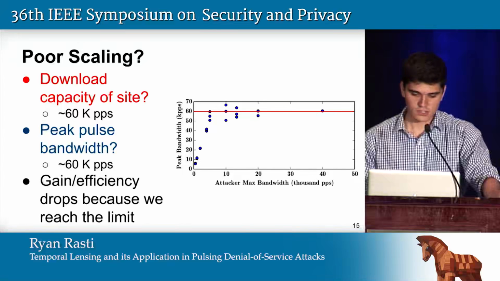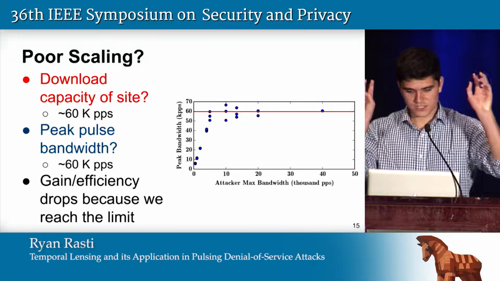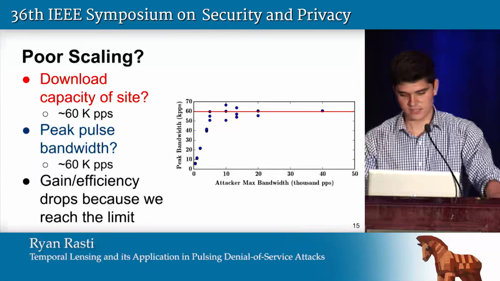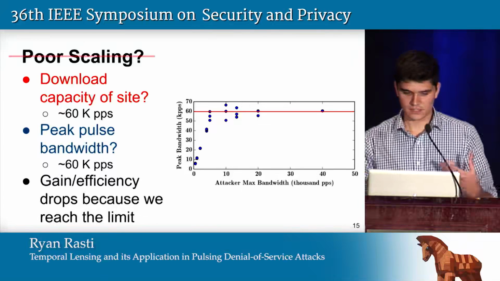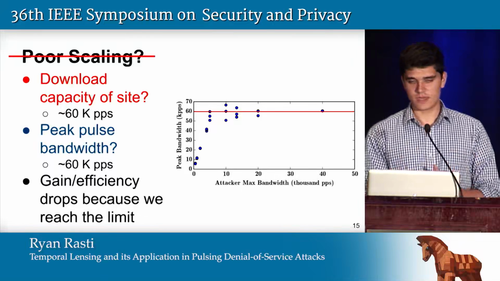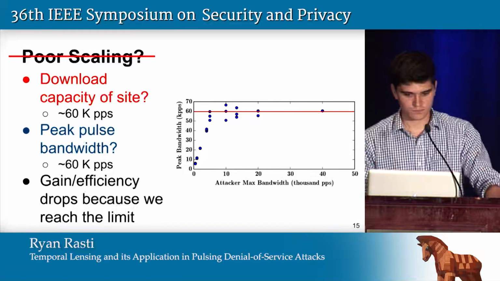So really, this poor scaling at attacker bandwidths of 10 plus thousand packets per second is not really poor scaling at all. We're just overwhelming the victim, and the metrics fall off because of that.